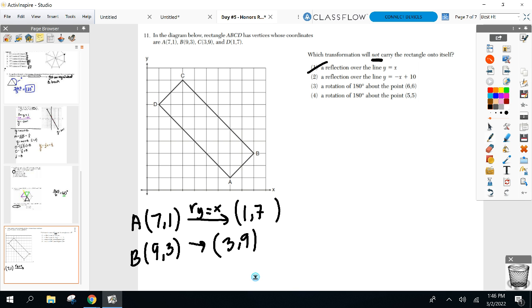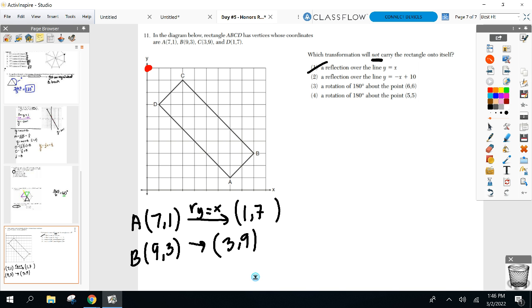It doesn't move it. This one looks like the answer because it just looks intimidating: y equals negative x plus 10. What's that line look like? I want to get a visual of what that line looks like. We just finished graphing a line. Here you go. What's the y-intercept? 10. Okay, go up to 10. I think there's 10 spots here. Here's 10. What's the slope of this line?